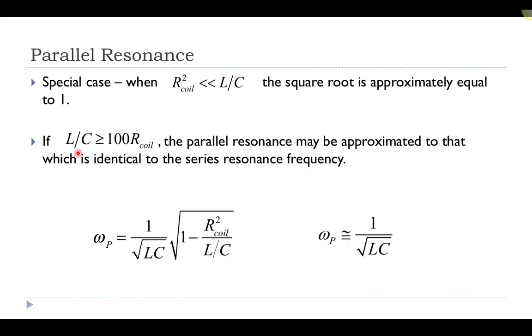So essentially the assumption we can use is that if the inductance over the capacitance is greater than or equal to 100 times that coil resistance, then to a good approximation we can say that the resonance frequency for parallel resonance is 1 over the square root of the inductance times the capacitance.